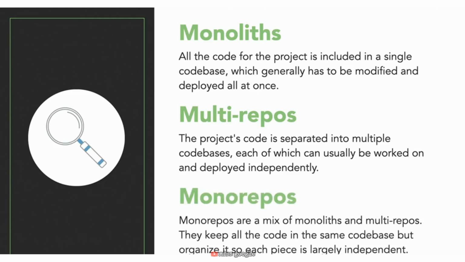Now, monorepos are sort of a mix of monoliths and multi-repos. They basically take the best attributes from either side and combine it. In a monorepo, all of your code is in the same code base, but it's organized so that each piece is independent of the other pieces, right? So, in other words, you have the ease of use of monoliths, right? You can just clone and run your project, but you also have the ease of deployment that multi-repos provide. So those are the basic definitions of the three.